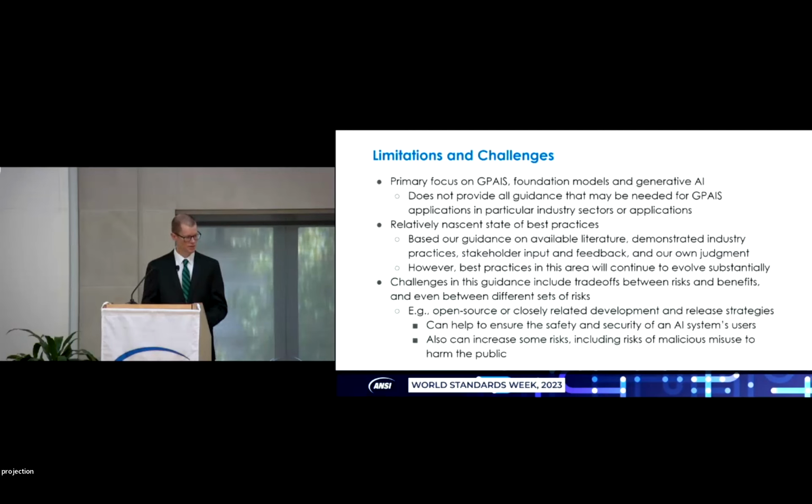This work is primarily focused on the developers of such systems. It does not provide all guidance that might be needed by downstream developers building on these systems, nor all guidance that may be needed in particular industry sectors or applications. So this is essentially horizontal guidance. It's not vertical guidance for specific industry sectors. It would be appropriate if you're developing an end-use application to also use guidance specific to that sector.